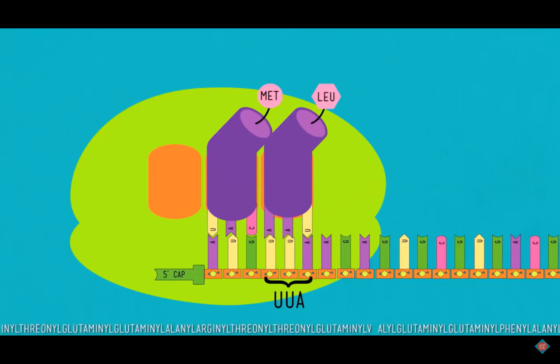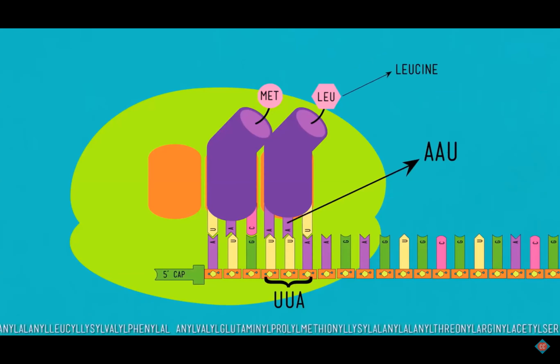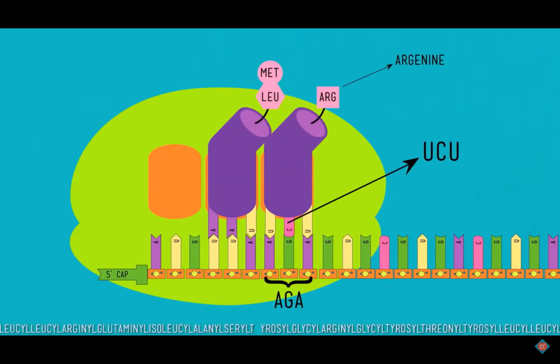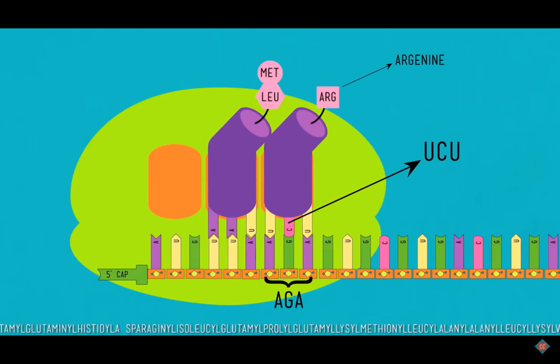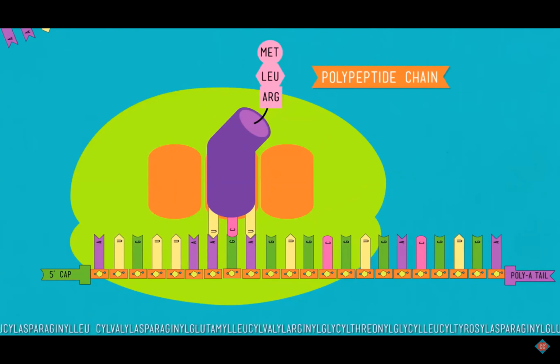If the codon is UUA, then the matching tRNA has an AAU on one end and a leucine on the other. And if the mRNA has an AGA, then the matching tRNA has a UCU on one end and an arginine on the other. In each case, that new amino acid gets connected onto the previous amino acid, starting a polypeptide chain, which is the very beginning of a protein.